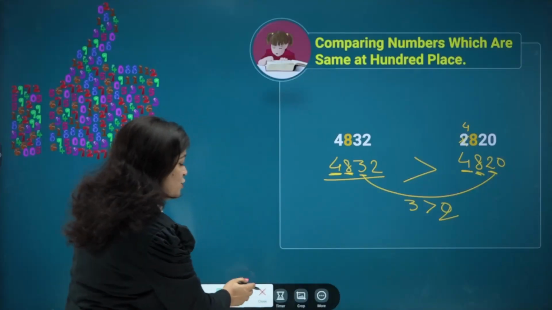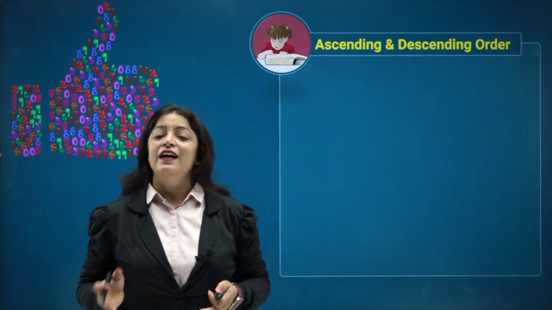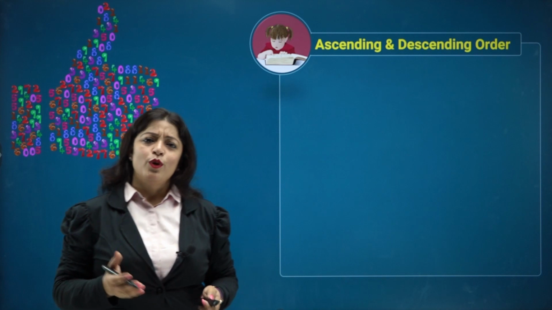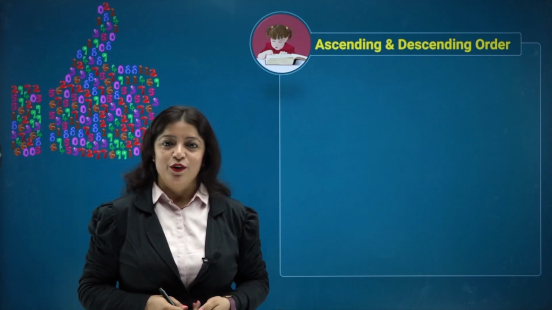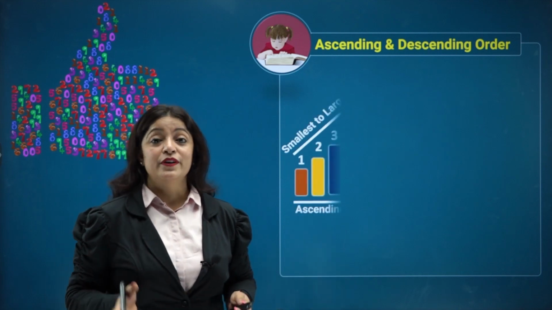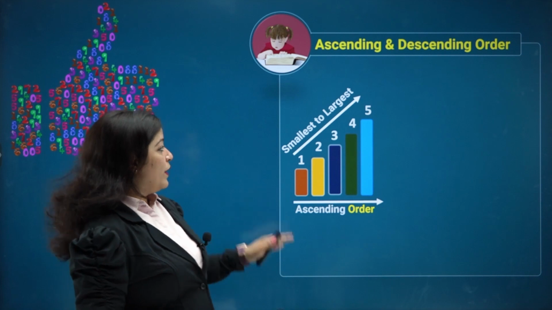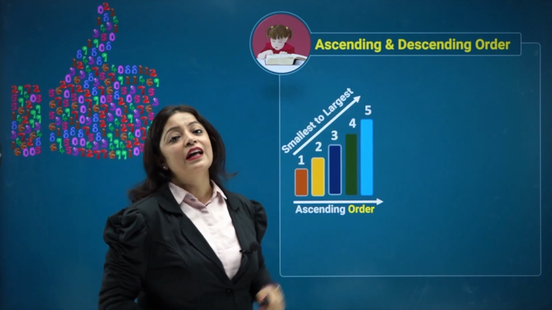Now moving on to the next segment here, that is ascending and descending order. Now you all are familiar with what ascending and descending order are. So here in ascending and descending order, let's see how we can compare the different numbers. Ascending order basically means what? When we move from the smallest to the largest number.